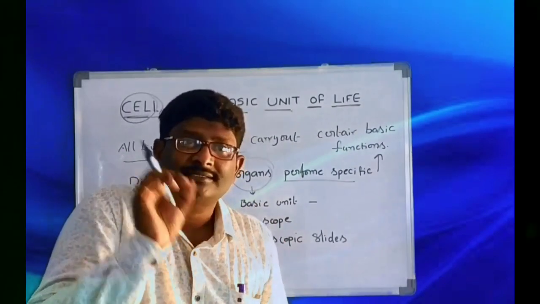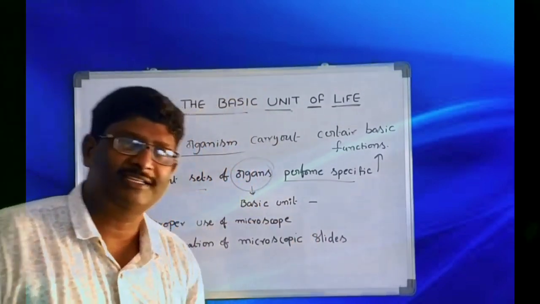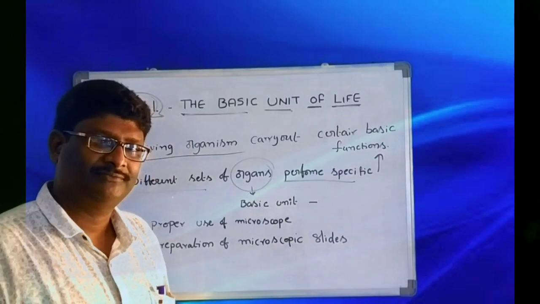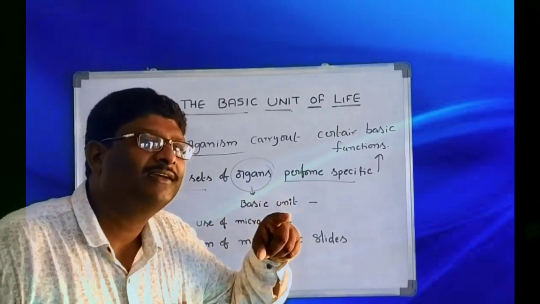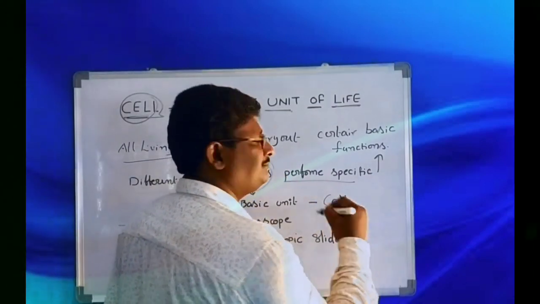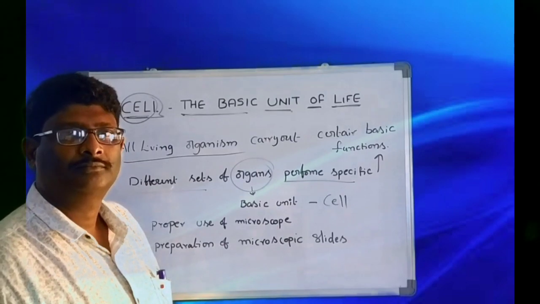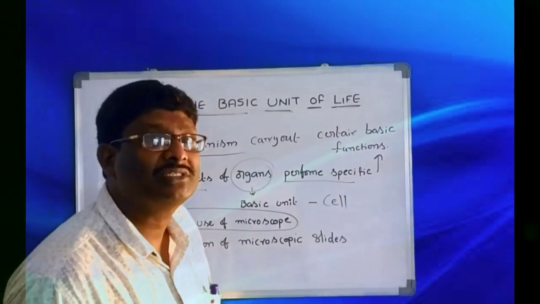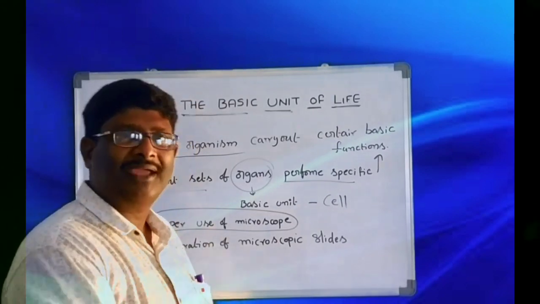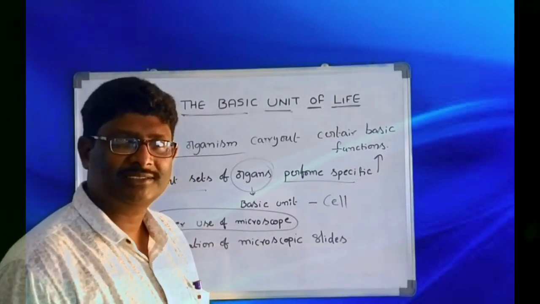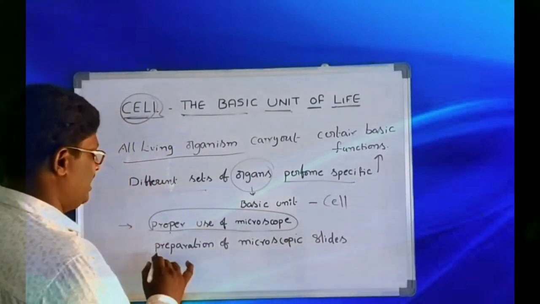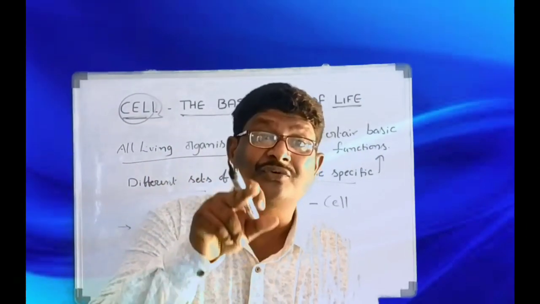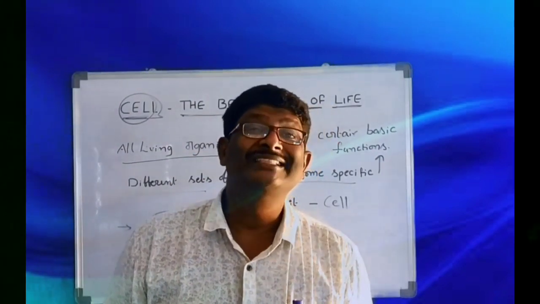Do you know what is the basic unit of all these organs? I already explained in the previous class. What is the basic unit of all the organs? Cell. If you want to know the clear-cut study about the cell, first you should know the proper use of the microscope, and you should also prepare the slide. So proper use of the microscope and preparation of the microscopic slide are essential for knowing the structure of the cell.